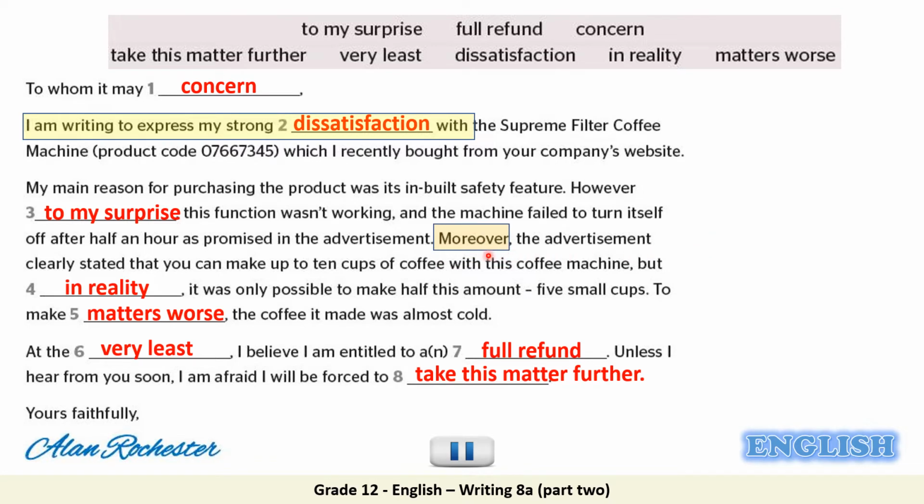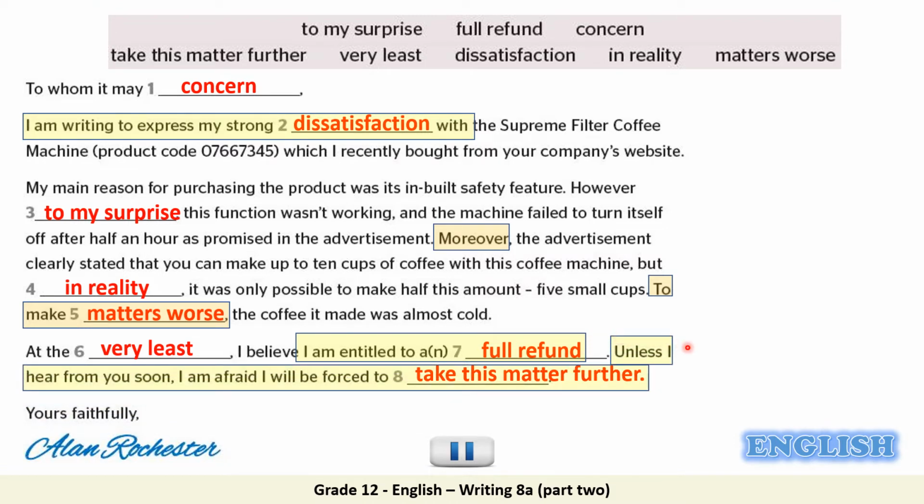Well, moreover, so we have one problem before and one problem after. To make matters worse, we have a third point to complain about. In the last paragraph, we should include our demands. So I'm entitled to a full refund. This is one. And we have, unless I hear from you soon, I'm afraid I will be forced to take this matter further. So this is all we have for this model.